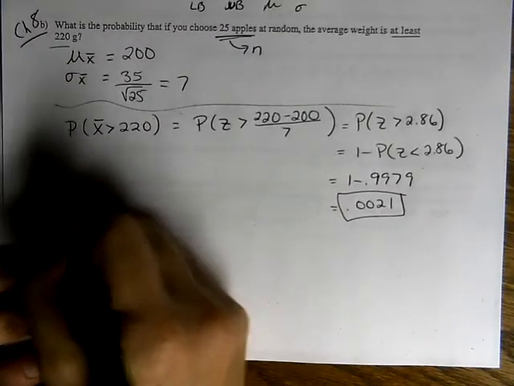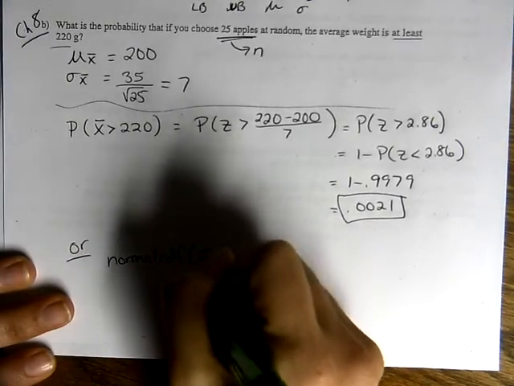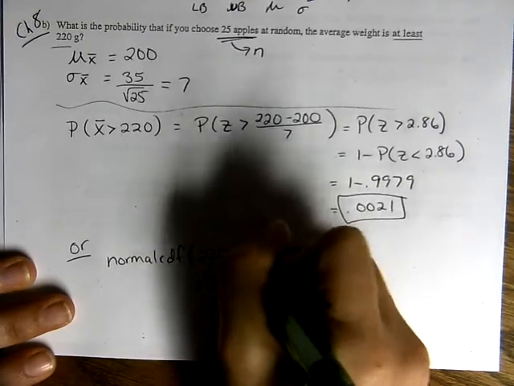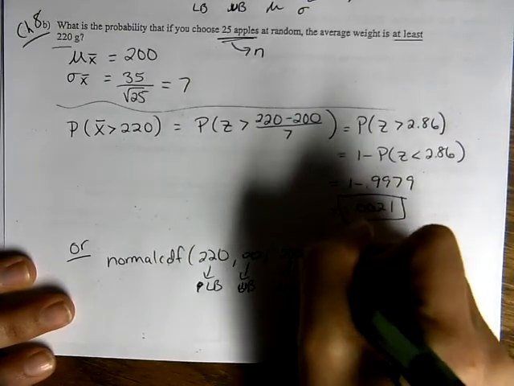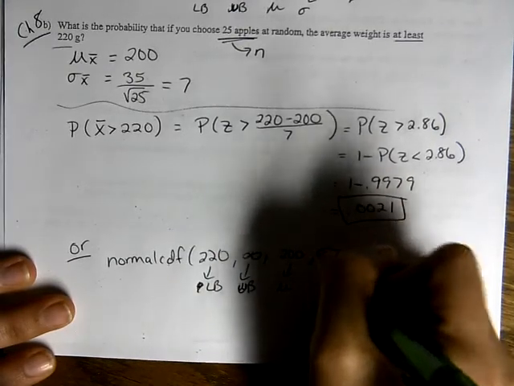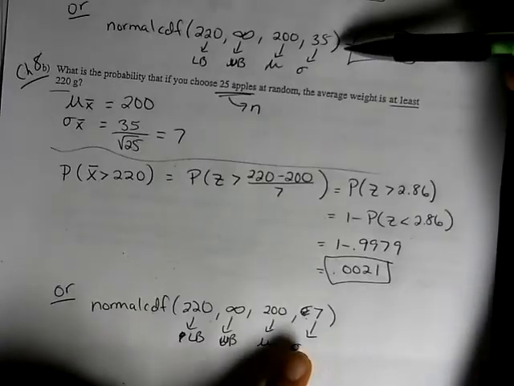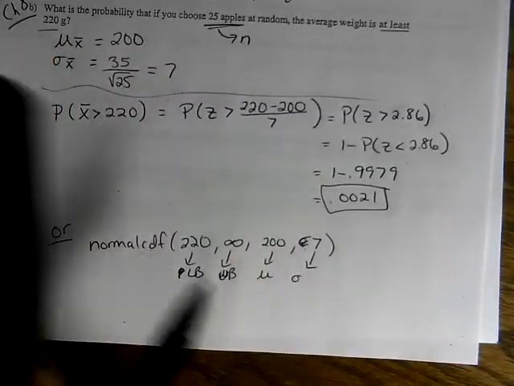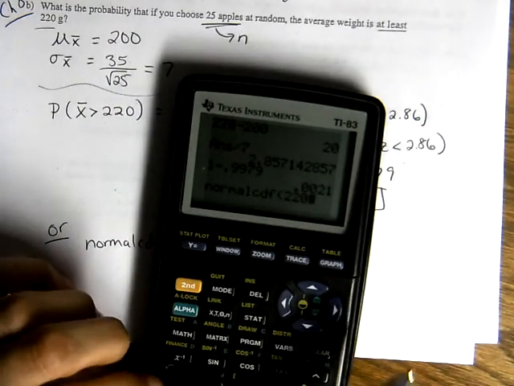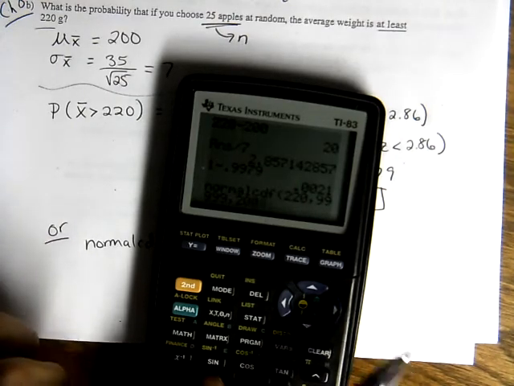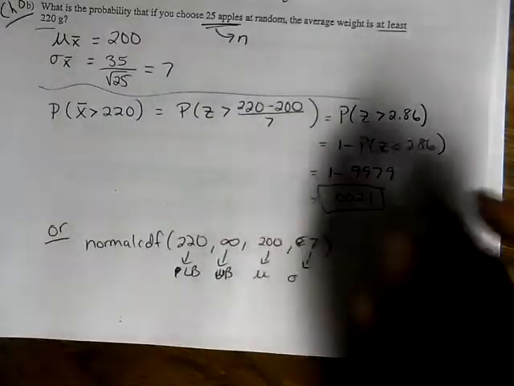Now if I wanted to use the calculator, again, normal CDF, 220 is our lower bound, infinity is our upper bound, 200 is our mean, but again, our sigma is going to change to 7. So the only thing that changed was sigma. So if I do that in my calculator, normal CDF, so 220, comma, a bunch of 9s, 200, 7, 0.0021. So you get almost the same answer.